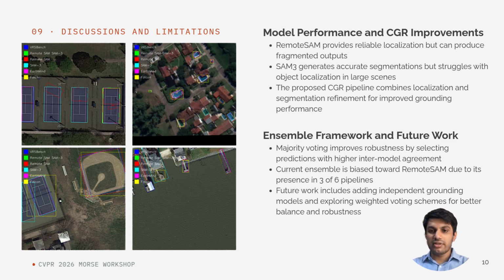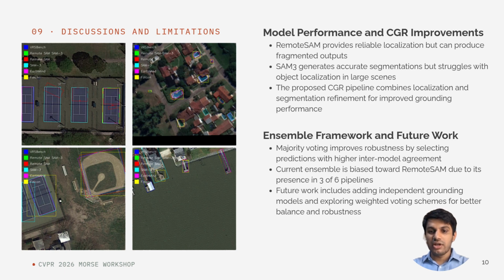We have already discussed how our proposed pipelines and the majority voting scheme give us better outputs than the single models. However, we have also identified some limitations. The current ensemble setup is somewhat biased towards RemoteSAM because it is present in multiple derived pipelines, such as SGR and CGR. As a result, the consensus process can favor predictions that are closer to the RemoteSAM outputs.